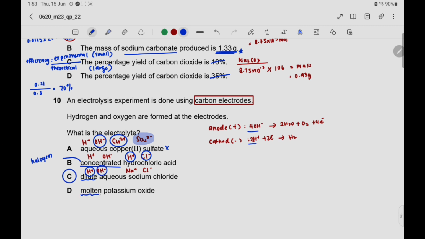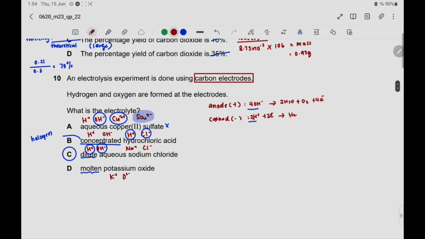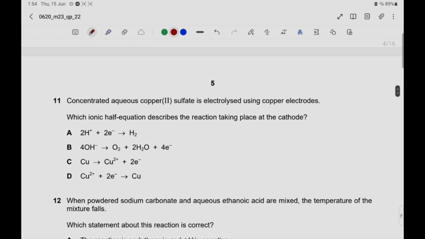Molten is the simplest for me. I think that is very easy because for molten, they don't have any hydrogen and hydroxide ions. So you will just choose K+ and O2-. So this is very simple. One of them you will produce potassium metal and another one you will produce oxygen gas. So let's see the next question.